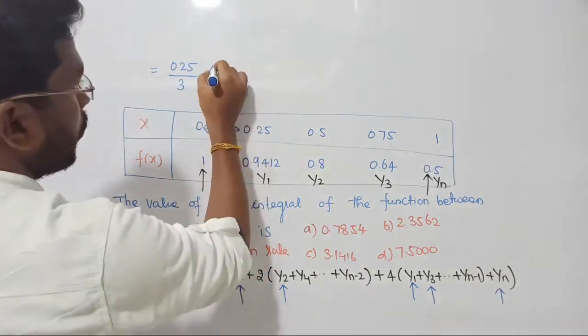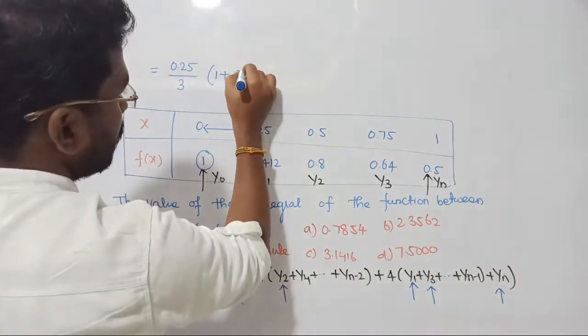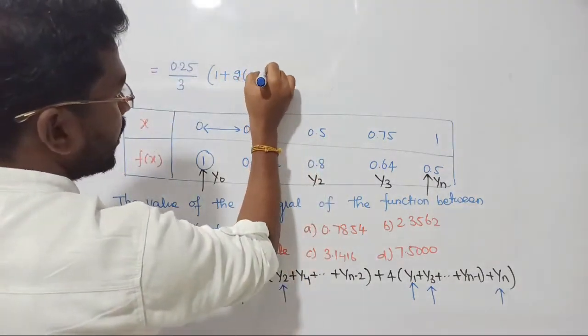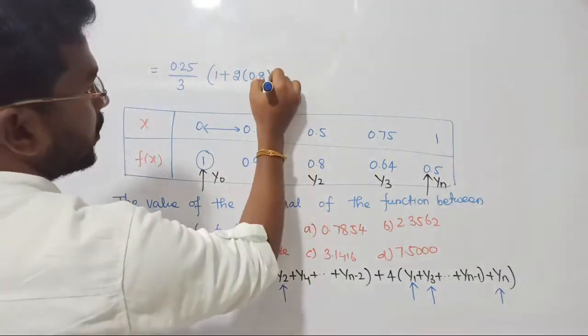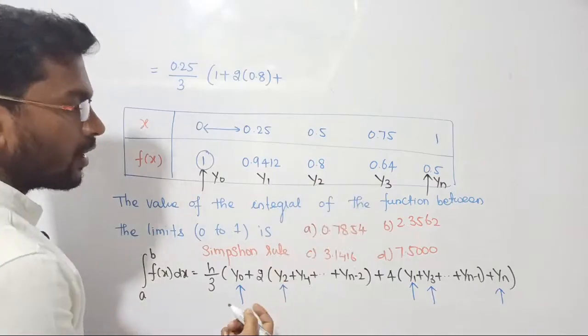Let's substitute y0 as 1. This is y0, and then plus 2 into y2. Where is y2? This is y2, 0.8. Do we have any other value here? No, the rest are going to be 0, because I have only y2, and y4 and y6 are not available.